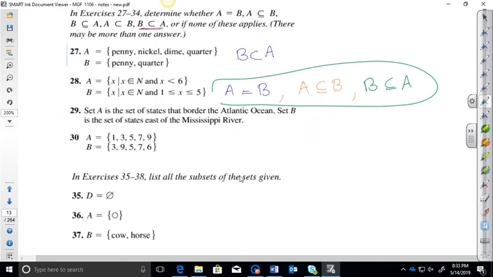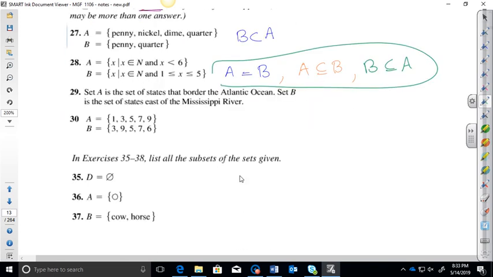I don't know about that, 29. So I'm going to skip that. A is 1 through 5, 7, 9. B, are they equal? No. Is one a subset of the other? No. So it's none of the above. None of those. Proper subset? Nothing.